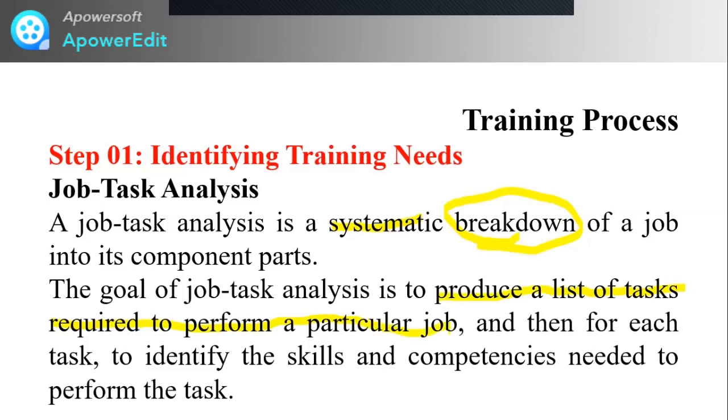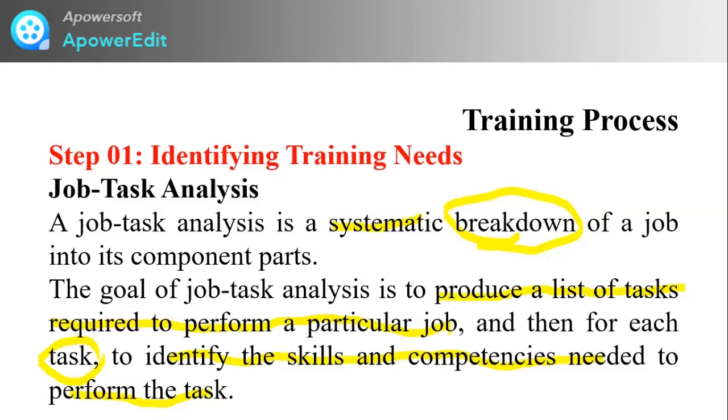Then for each task, we identify the skills and competencies needed to perform the tasks. Firstly, we break down the job. Then we identify the sequence of the activities. Then, taking one by one, we analyze what skills and competencies are required to do that small activity.